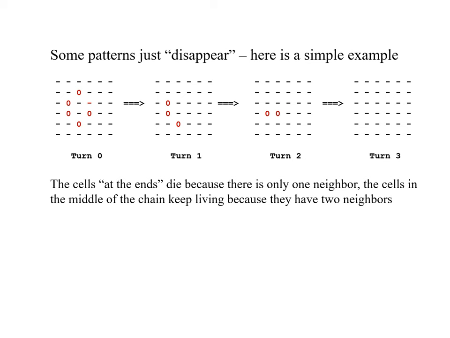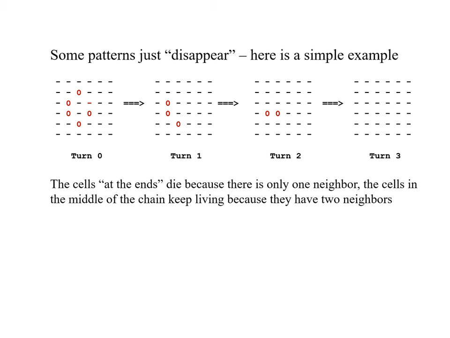Because they only have one neighbor. And no new ones get created because there's no little area where there's three live cells surrounding it. So it just kind of slowly clips away. In turn one, there it's gone. And then in turn two, oh, it's only got three. In turn three, it's only got one. What's going to happen in turn four? It's all gone, all disappeared.